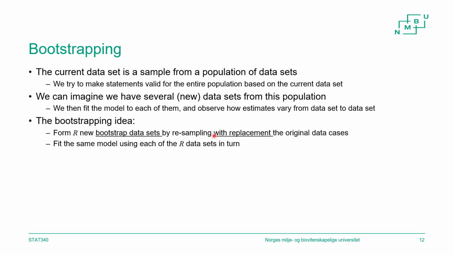So the new dataset will contain the original rows, but some of the rows will be there multiple times and some will not be there at all. Some will be once, some twice perhaps, and some 0 times. So the new dataset will not be a copy of the original one. It will be a slightly different dataset. We call it a bootstrap dataset. And then we fit the model to this new dataset in exactly the same way as we did to the original one. And this we can do over and over again.